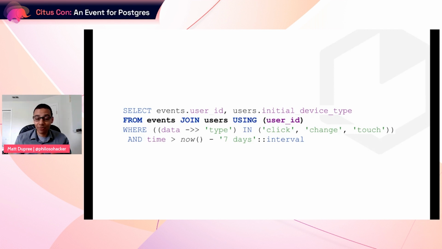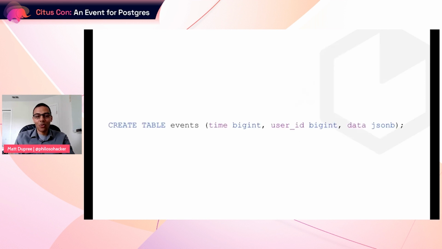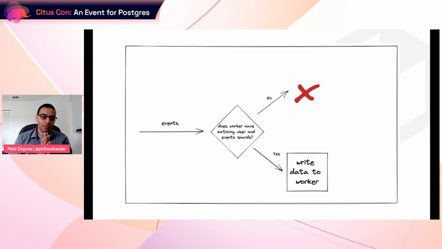And so we have an invariant that's baked into our event ingestion code that checks to see if a given worker has matching event and user shards. If it doesn't, it just doesn't ingest events anymore, because it needs to make sure that our performance is going to be good after we ingest the data. So if that invariant's not satisfied, we don't ingest any events. If it is, then we'll go ahead and write the data to the worker. Let me go back a second. That's an invariant that needs to be satisfied.